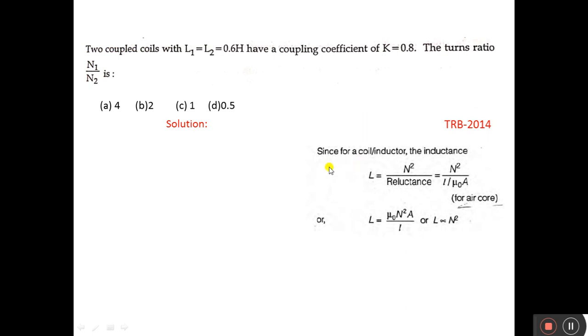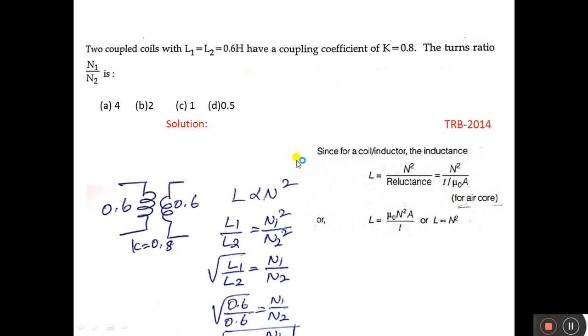We know for a coil or inductor, the inductance formula is L equal to N square by reluctance. For an air core, reluctance is l by mu naught A. If you bring this mu naught A to the numerator, L equal to mu naught N square A by l. So we can say L is directly proportional to N square.